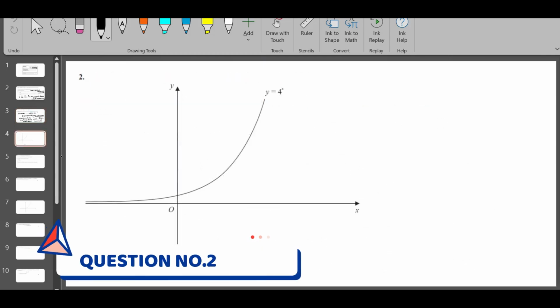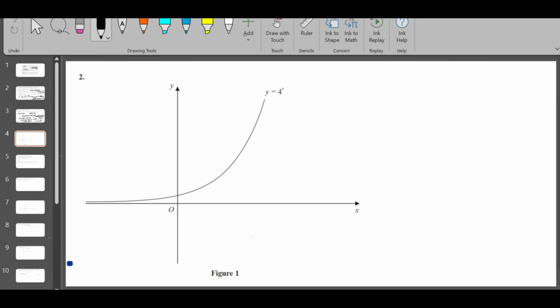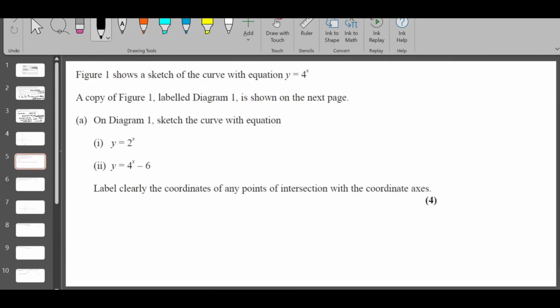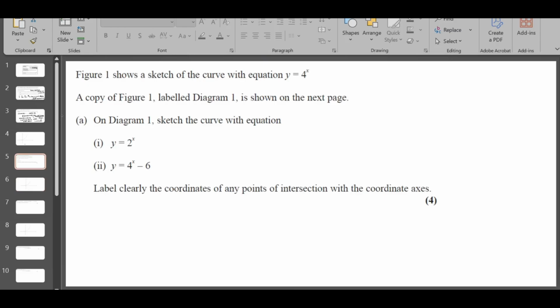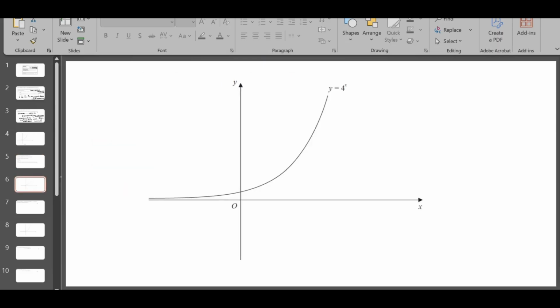Question number 2 now. We have an exponential function with the graph given. Figure 1 shows the sketch of the curve with the equation y equals 4 to the power x. A copy of figure 1 labeled as diagram 1 is shown on the next page. Part (a), on diagram 1, sketch the curve with the equation y equals 2 to the power x and y equals 4 to the power x minus 6. They want us to sketch both on top of this diagram 1.